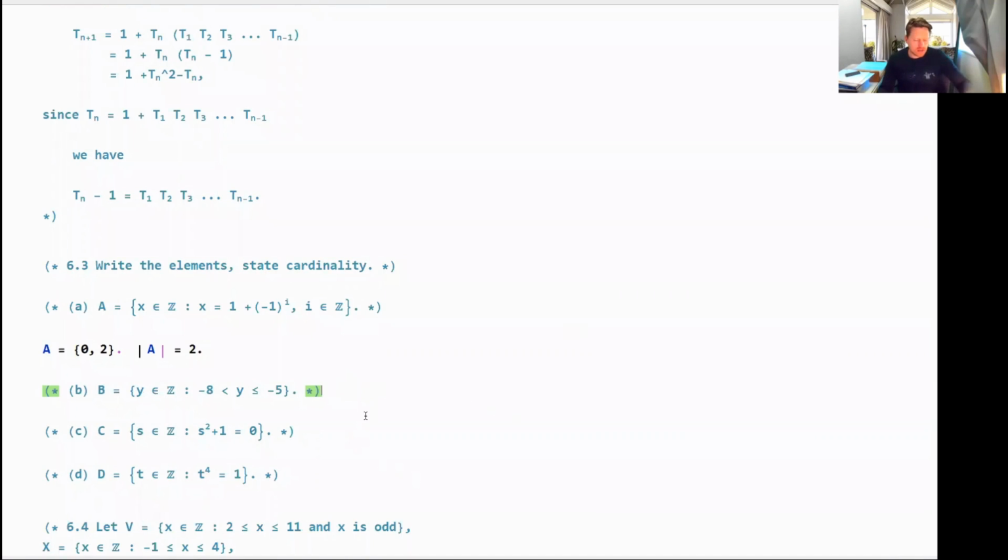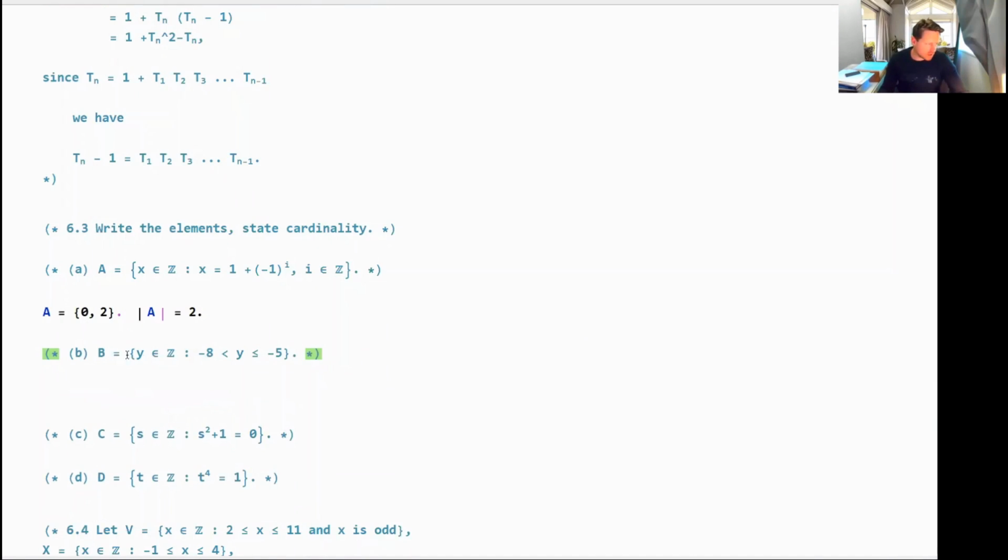Okay, good. Now let's have a look at the next one. The set of all y belonging to the integers such that y is greater than minus 8, but less than or equal to minus 5. Okay, so again, this is easy. B is equal to the set. Now, y is an integer greater than minus 8, so minus 7 is the next one.